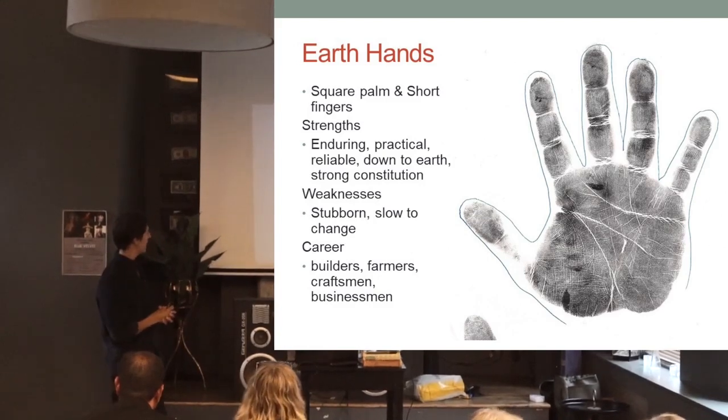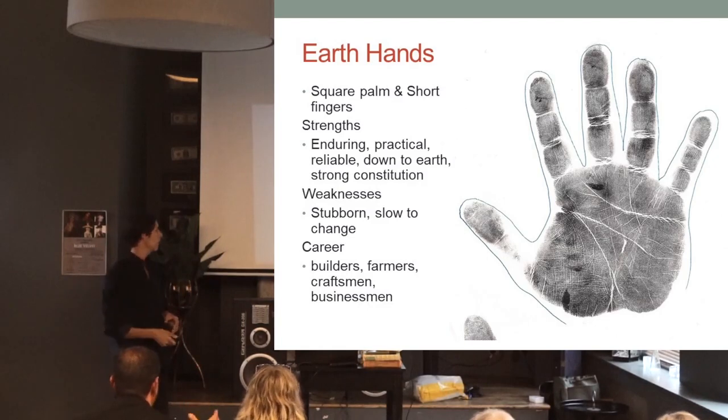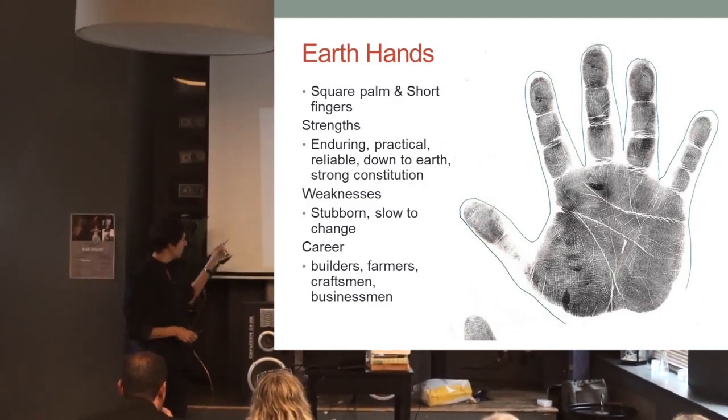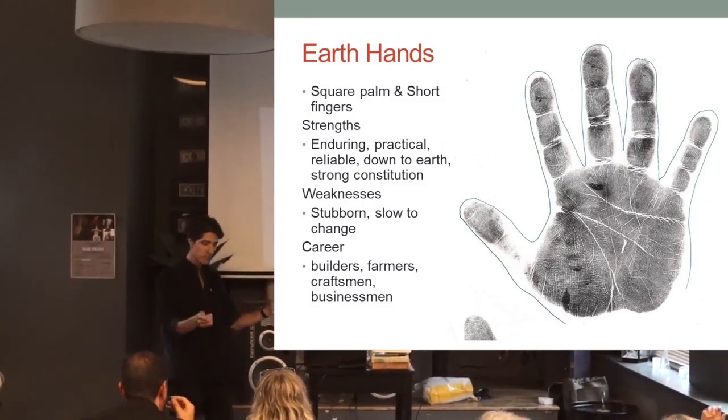Careers which we'll see an earth hand go into, they're very often doing work that's manual. They're very, very capable with their hands. They're very, very good at manipulating things. They tend to have incredibly good willpower. Builders, farmers, craftsmen, and businessmen, people with good determination that want to see practical results in what they do.